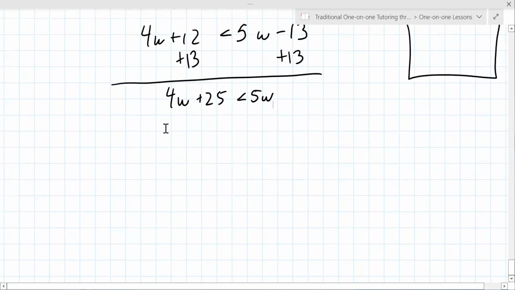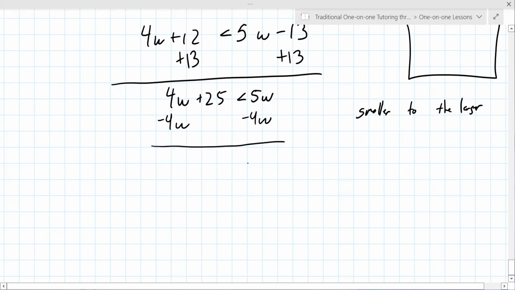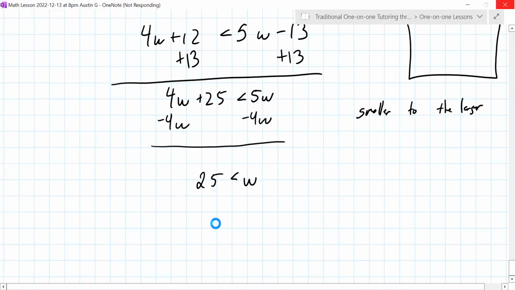When you're moving variables, there's specific language I've said a couple of times tonight. It's the smaller to the larger. So which are you moving? What are you moving in which direction? The 4W to the right. So you subtract 4W from both sides. 25 less than W. Is this your final answer? No, you'd have to move the W to the left side. Okay. And then how would you write that? W is greater than 25.